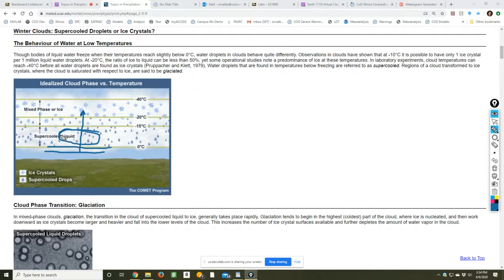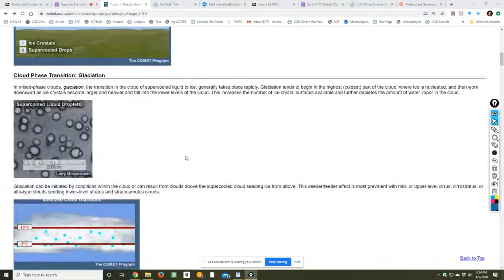But in a cloud, the droplets are so small that even though it's below freezing, those really, really small droplets don't have an opportunity to turn into an ice crystal. It doesn't happen until I get a little bit higher up in the cloud, and we're going to discuss what that is in a little bit too. So the water that exists in the cloud that's still liquid but below freezing is called supercooled water or supercooled liquid. That's super important.